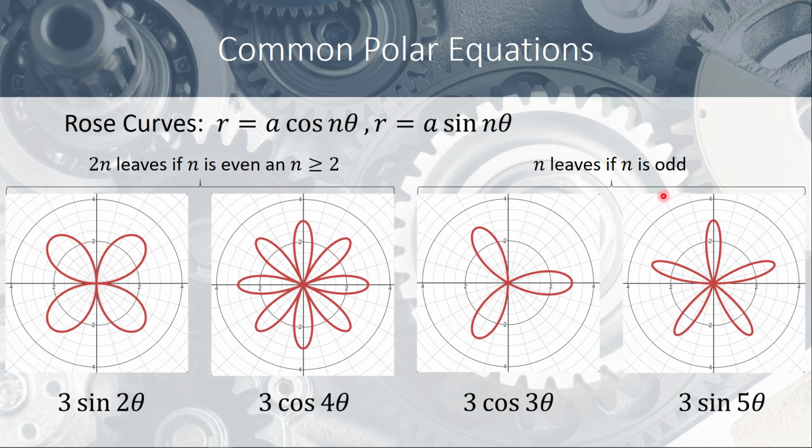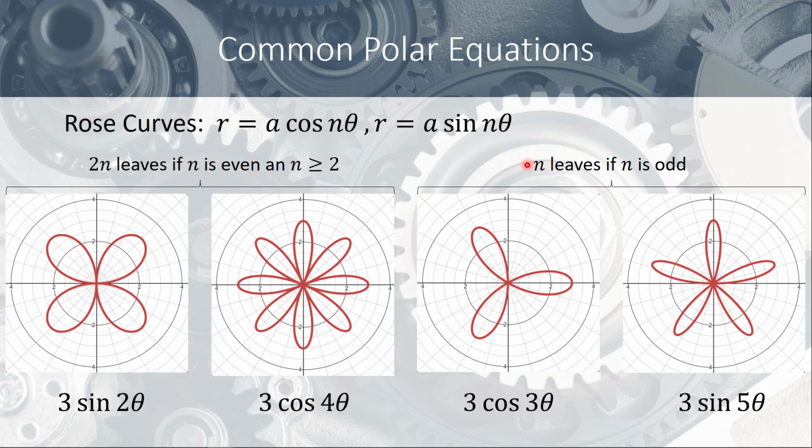And then finally, we have Rose curves, and these are of the form r is equal to a times cosine n theta, and r is equal to a times sine of n theta. Now, if n is even and greater than or equal to 2, we will have 2 times n leaves. For example, here is 3 sine 2 theta, and we have 1, 2, 3, 4 leaves. Here is 3 cosine 4 theta, and we have 8 leaves.